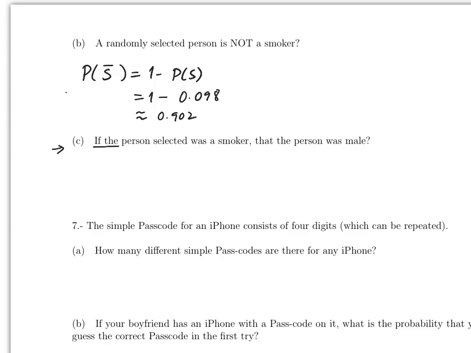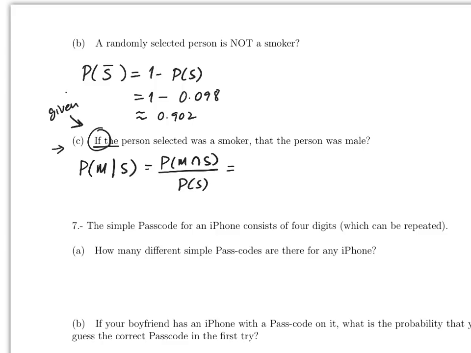This is just a conditional probability because of the "if." Remember, that means given. So the question says, given that the person is a smoker, what's the probability that the person was male? If we use the conditional formula, this is the probability that the person is male and a smoker, divided by the probability that the person is a smoker. Just go back to the tree diagram.